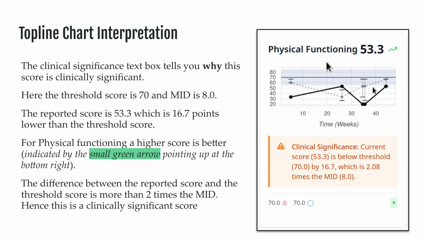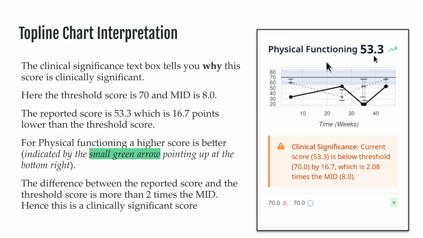The clinical significance text box, which is provided over here, allows you to understand why this is being considered as clinically significant. And this is a very important piece of information for you to understand. So in this example, we know that the threshold score is 70, which is indicated by this value. Now the MID is actually 8, which is reported over here. So the minimally important difference from this threshold score, if it exceeds 8, would be considered as clinically significant.